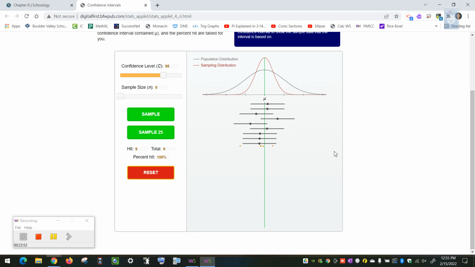Mine happens to hit the true population mean every single time. But again, it's okay if not. It'll tell you down here below the percent that hits the true population mean. And then this is what we're going to draw off to the side.